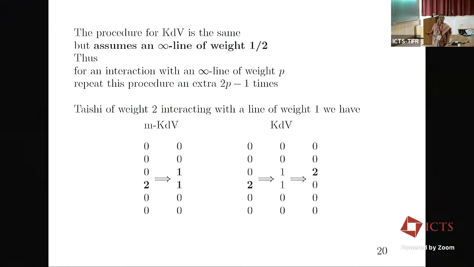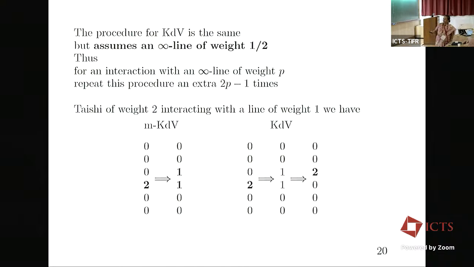One important thing: the interaction of the Taishi with lines of infinity is comparatively simpler in modified discrete KdV than in discrete KdV. We can also do it for KdV, only thing is, instead of considering an infinite line of weight 1, you have to consider an infinite line of weight 1 by 2. In other words, for MKdV you do this interaction only once. For discrete KdV, you have to do this 2 times. That is the rule, okay?